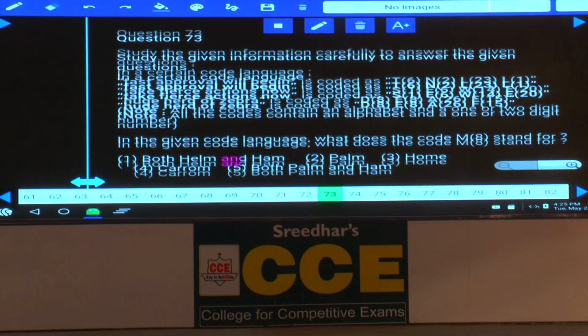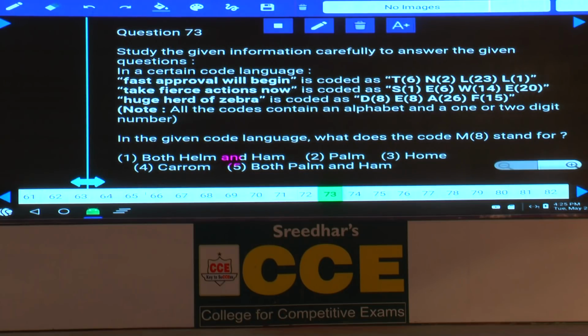Then question number 73, in the given code language, what does the code M8 stand for? Now M8 stands for HELM. If you take here, H is 8, the last letter is M. Here also HAM, for HAM also H is 8 and the last letter is M. And for this POM is not valid, isn't it? Hence choice 1.